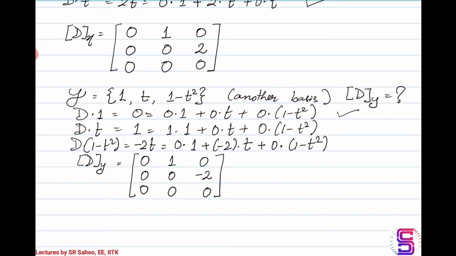Now if you compare this matrix representation and this matrix representation, they are different because the underlying basis is different. So for a given basis, the matrix representation of the linear transformation is unique, but if the basis changes, of course the matrix representation may or may not change. Okay, so in general they may not be the same.